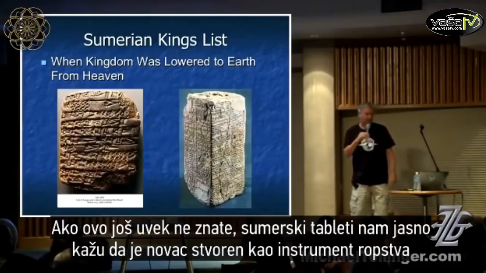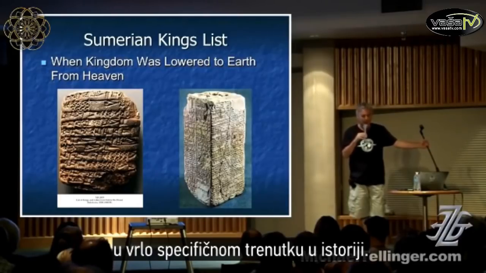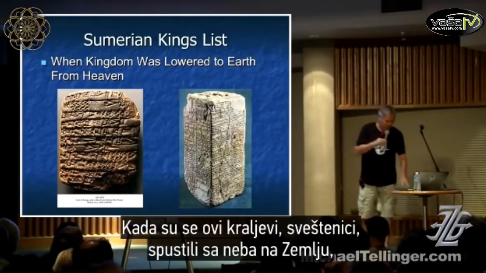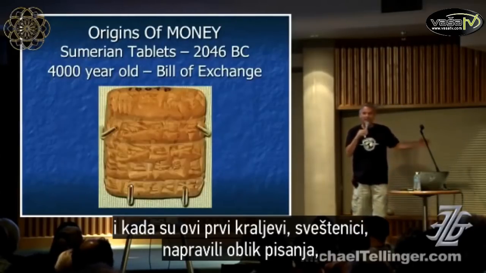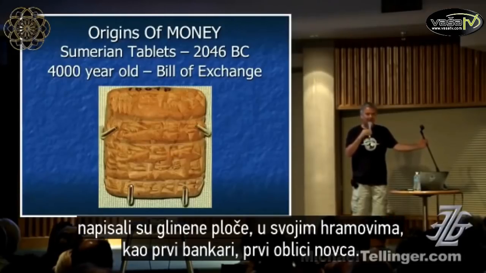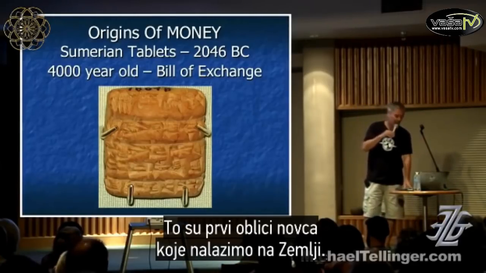And if you don't know this yet, the Sumerian kings' tablets tell us very clearly that money was created as a tool of enslavement at a very specific point in time in history. It's when these first priest kings descended from heaven to earth, and these first priest kings created the form of writing. They wrote their clay tablets, and they issued their clay tablets from their temples as the first bankers, as the first forms of money. These are the first forms of money we find on earth.